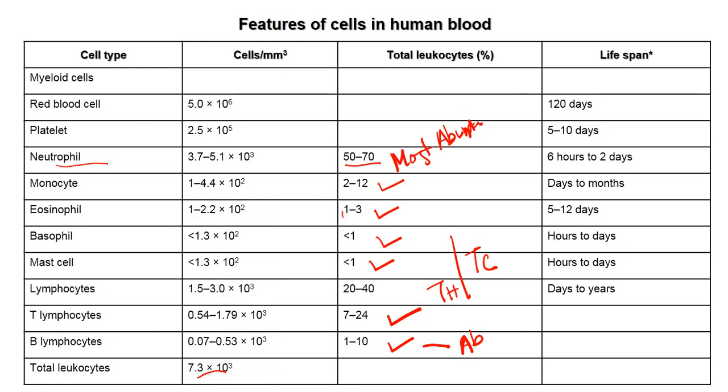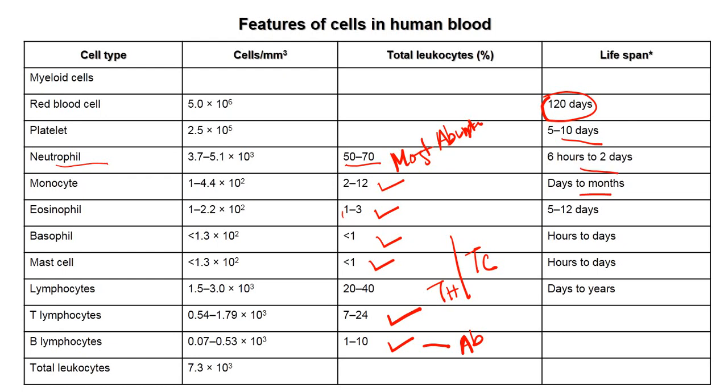The lifespan of RBC is 120 days. So whether you donate blood or you do not donate blood, your RBCs are definitely going to die after 120 days. Platelets 5 to 10 days. You know, platelet transfusion is done during some of the diseases such as dengue, where the platelet count drops. Neutrophils 6 hours to 2 days.